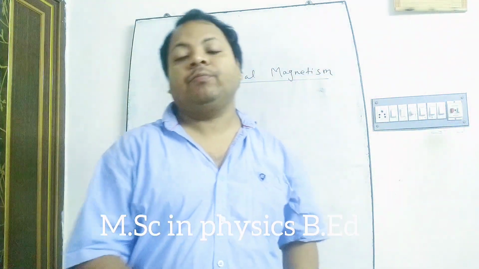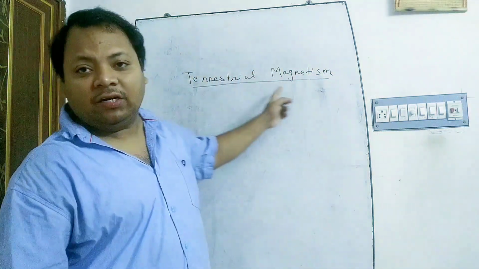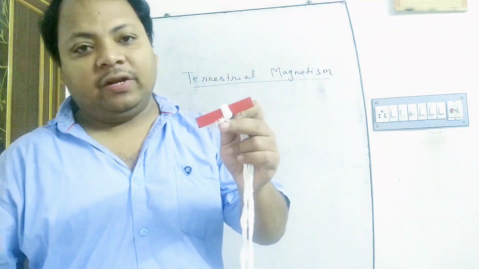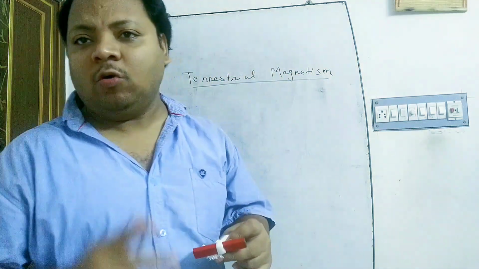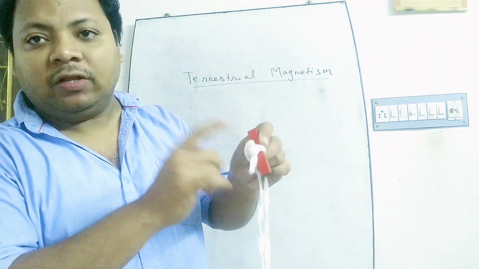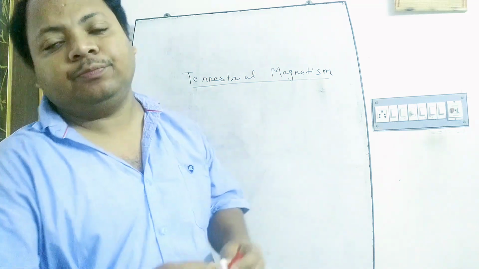I am Vishwanath. Today I am going to discuss terrestrial magnetism or earth magnetism. This is a bar magnet. It has two poles. One is the north pole and another is the south pole, that is, one is the N pole and another is the S pole.